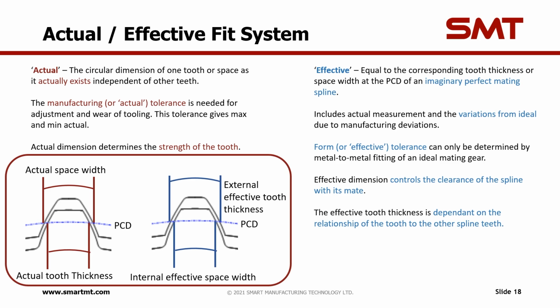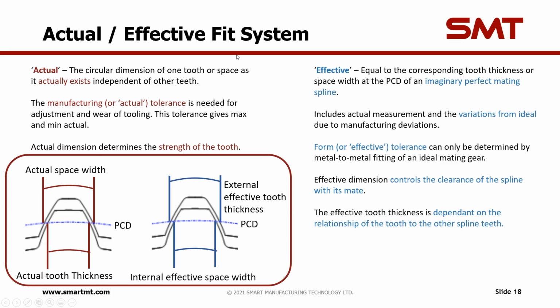So this is the manufacturing tolerance, which we are calling the actual, and it's needed for the adjustment and wear of tooling in order to calculate that information. This gives us the max and minimum actual tolerances that we're going to use in a little while. It's also important to note that the actual dimensions determine the strength of the tooth, so this is one of the main things we need this dimension for.